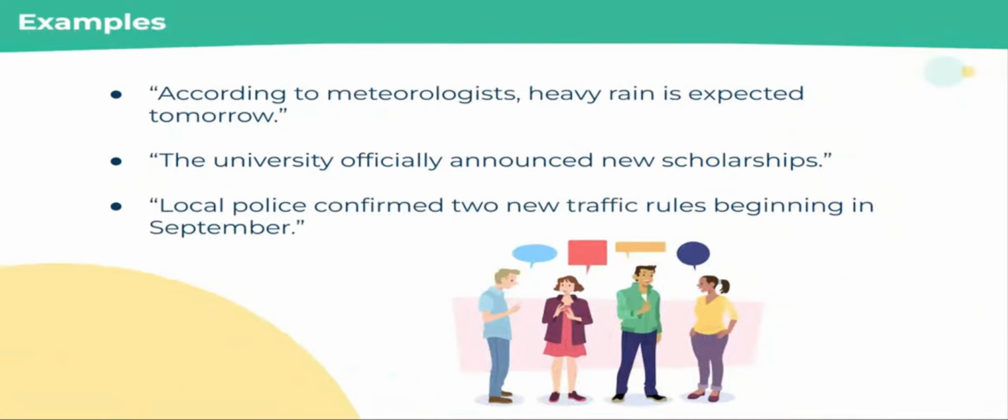So you'll often hear them say things like, "According to meteorologists, heavy rain is expected tomorrow." "The university officially announced new scholarships." "The local police confirmed 2 new traffic rules beginning in September." So you have a confirmed source and you cite the source. You always mention the source in the explanations. This tells you that it is formal and that there is proof. It has been confirmed.